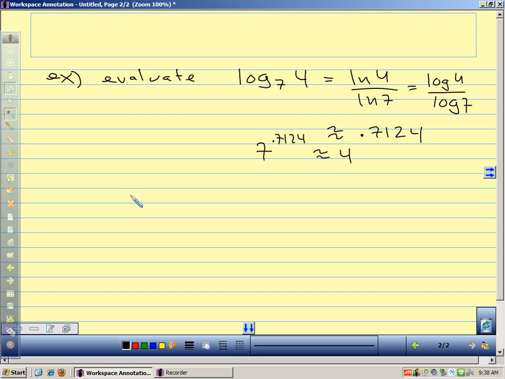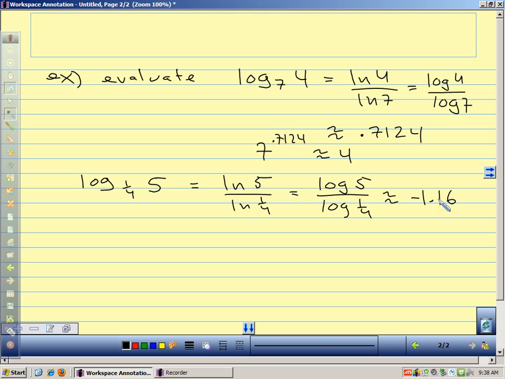And we'll do one more. Log to the base 1/4 of 5. That's the same as the natural log of 5 over the natural log of 1/4, or the log base 10 of 5 over the log base 10 of 1/4, and that's approximately equal to negative 1.1610. And that's telling us that 1/4 to the negative 1.1610 is approximately 5.